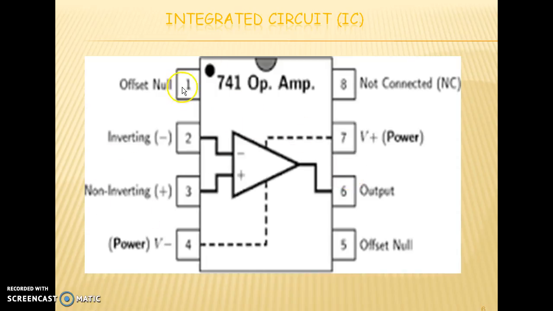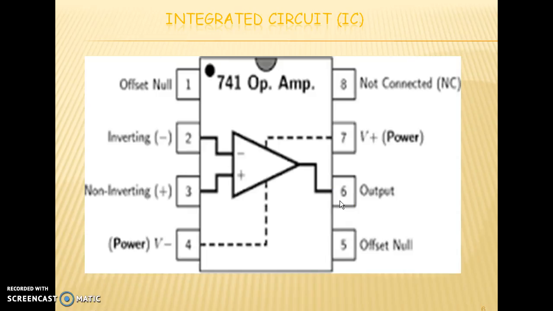The first pin is offset null. Second is the inverting input terminal. Third pin is the non-inverting input terminal. Fourth is the minus VCC terminal, where we provide the minus or negative power supply. Fifth is again offset null.